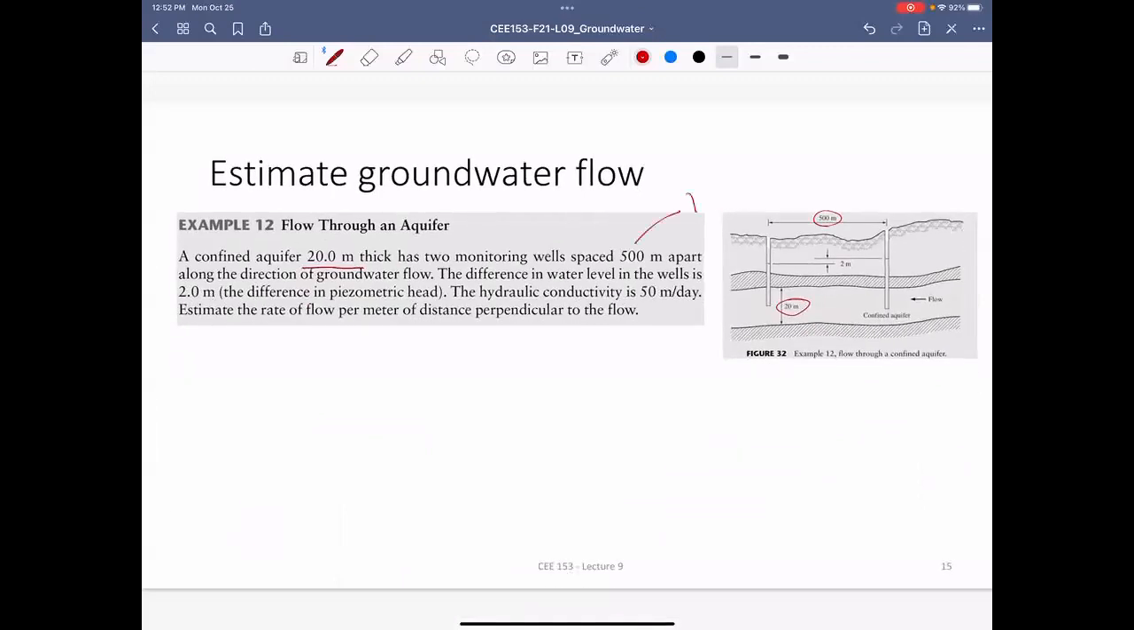So this is basically L or DL, however you want to define it. The difference in water level in wells is 2 meters. So this DH is 2 meters. The hydraulic conductivity is 50 meters per day. That's the K value.